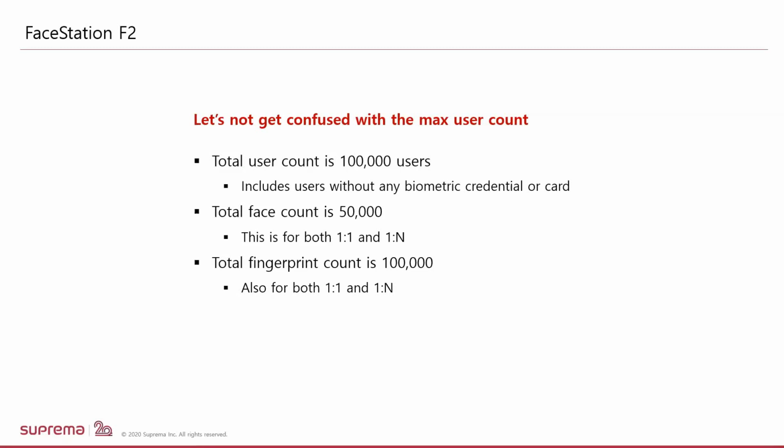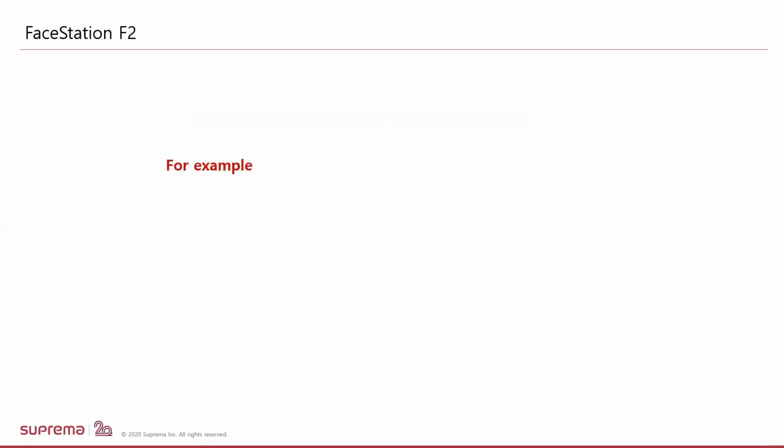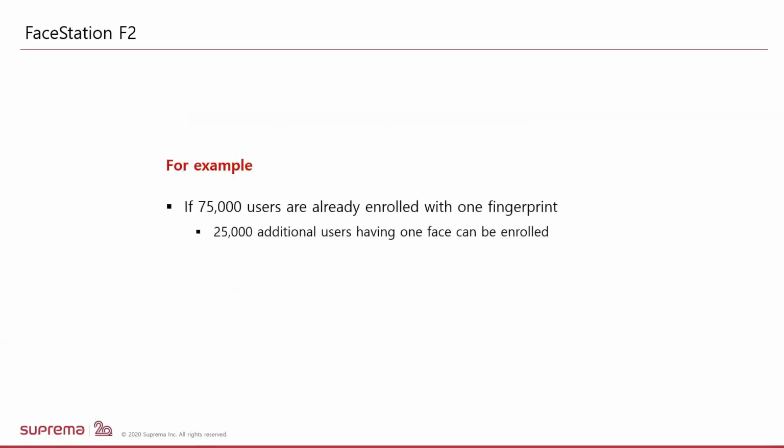That's the maximum count. Now, as I mentioned above, the total user count is 100,000 users. So you can't have 50,000 users with face and separately 100,000 users with a fingerprint. This is how it works. For example, if you have 75,000 users already enrolled with one fingerprint each, and you want to add additional users with face, you can only create up to 25,000 because the maximum user count is 100,000.